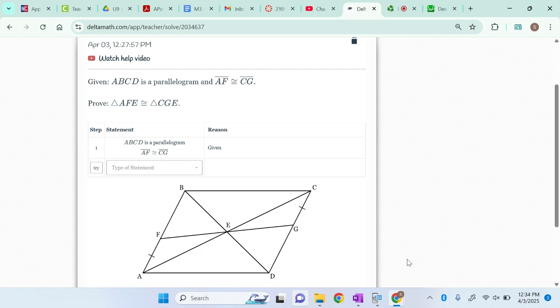Let me ask you this. They told us that this was a parallelogram for a reason. Why do you think they told us it was a parallelogram? Why does knowing that it's a parallelogram matter? I'll give you a hint. It helps us find these two angles. What do you think?